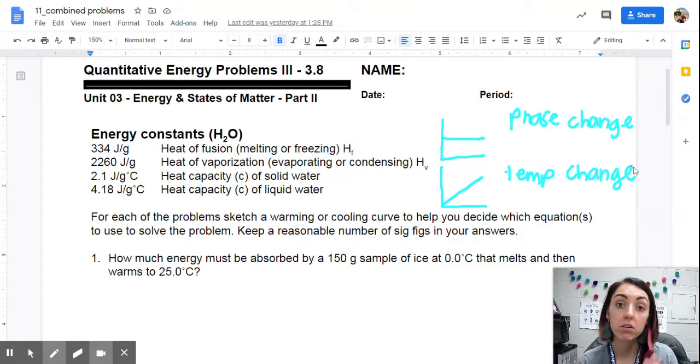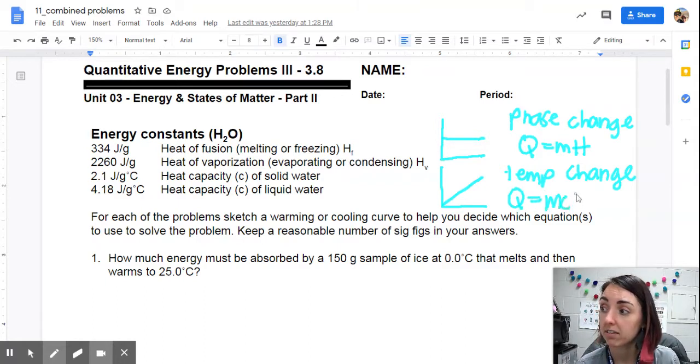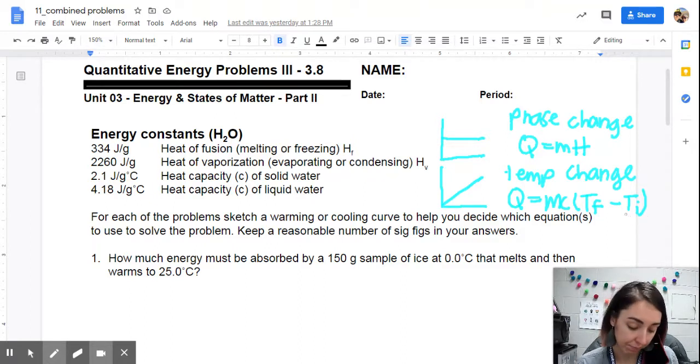Now, we've also learned the two equations to deal with both of these things. So we learned that for phase change, we use the equation Q equals mH. And for a temperature change, we use the equation Q equals mc delta T. So make sure you get both of those written down at the top of your page, because that's going to be so useful for you to refer back to them.